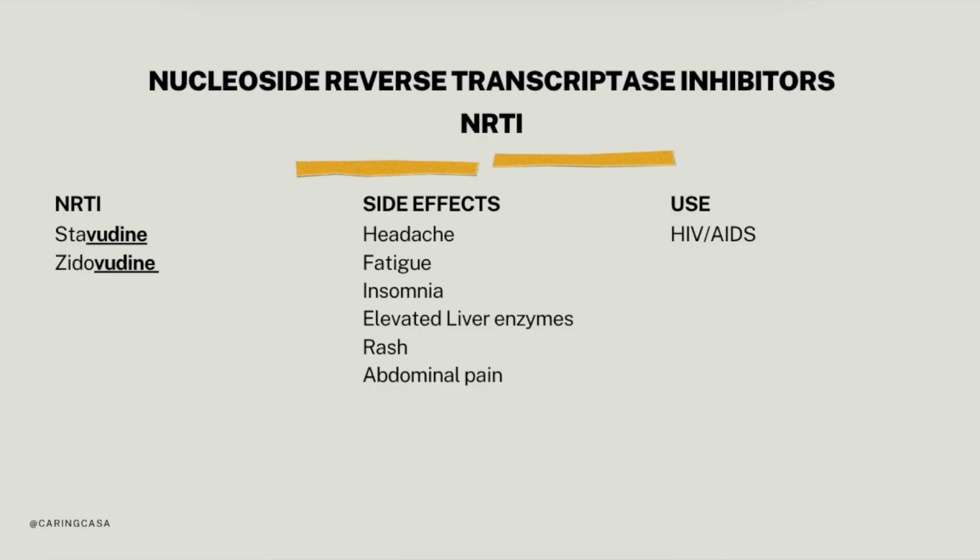This medication is prescribed to patients with HIV or AIDS. Some common side effects: it can cause headache, fatigue, insomnia, elevated liver enzymes, rash, or abdominal pain. As a black box warning for patients with advanced HIV, it can cause severe anemia or neutropenia. So it's important to monitor the patient's CBC with diff at baseline and every 2 to 4 weeks after initial treatment, then every 3 to 4 months with a glucose and liver enzyme check.